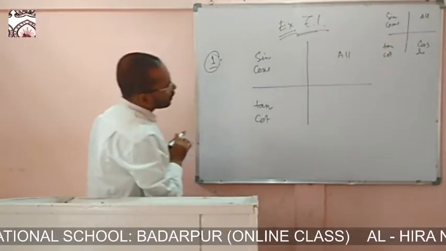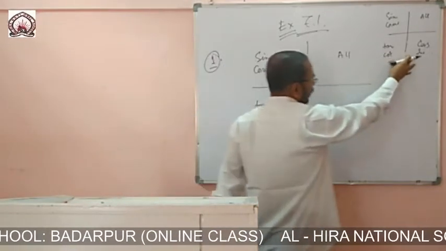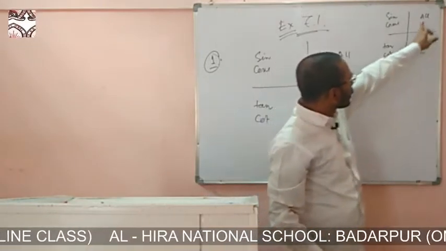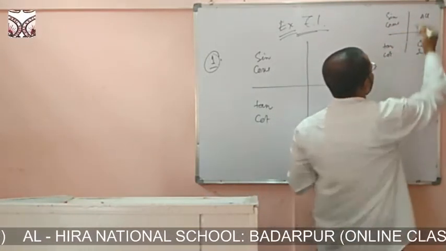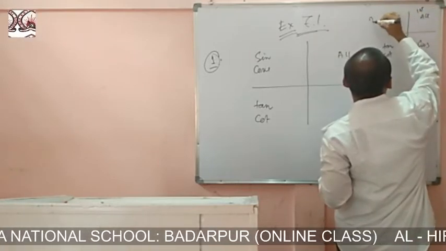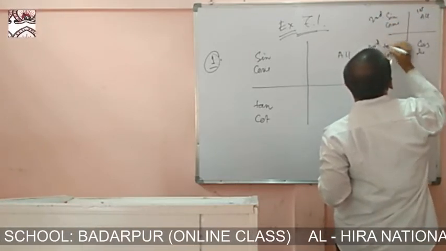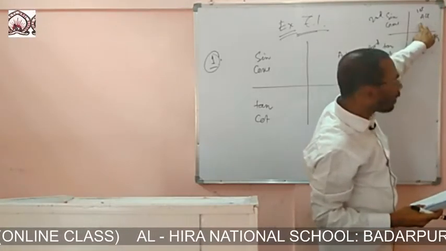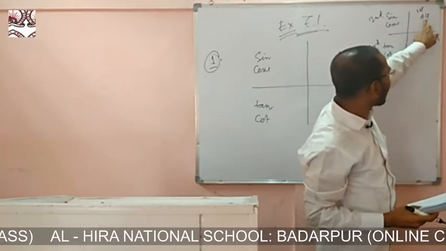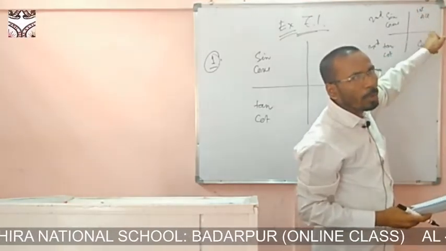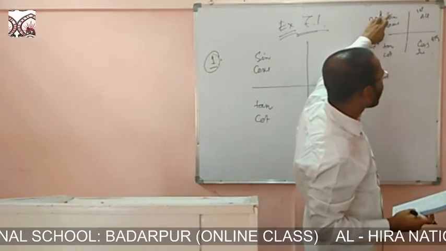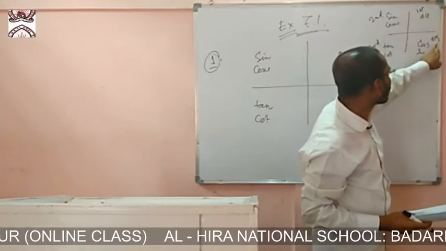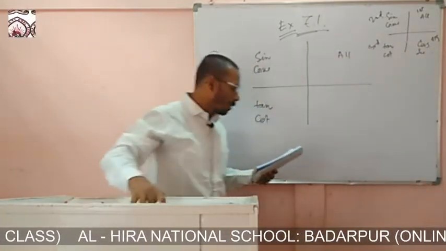So before starting this chapter, first draw this figure in your copy. There are 4 quadrants. This one is first, this one is second, this one is third, this one is fourth. Starting from this, if the ratio lies in the first quadrant, then all are positive. If it is the second quadrant, then sine and cosec are positive. If it is the third quadrant, then tan and cot, and if it is the fourth quadrant, then cos and sec. So number 1 is what?